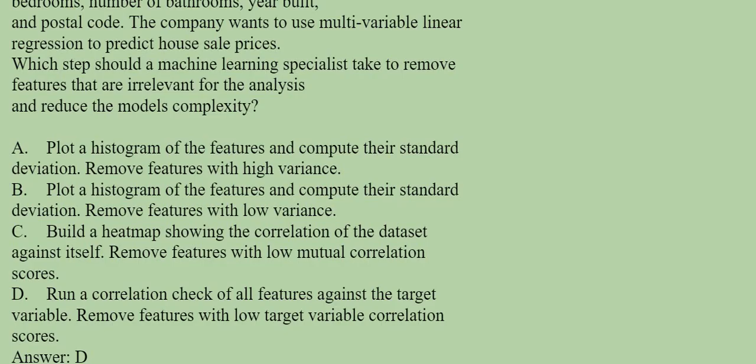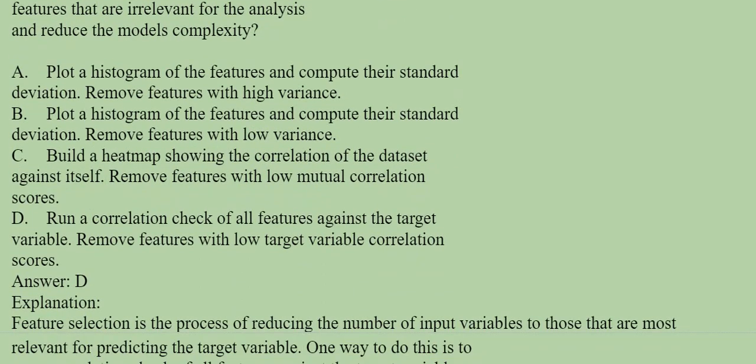Option D. Run a correlation check of all features against the target variable. Remove features with low target variable correlation scores. Correct answer is option D.